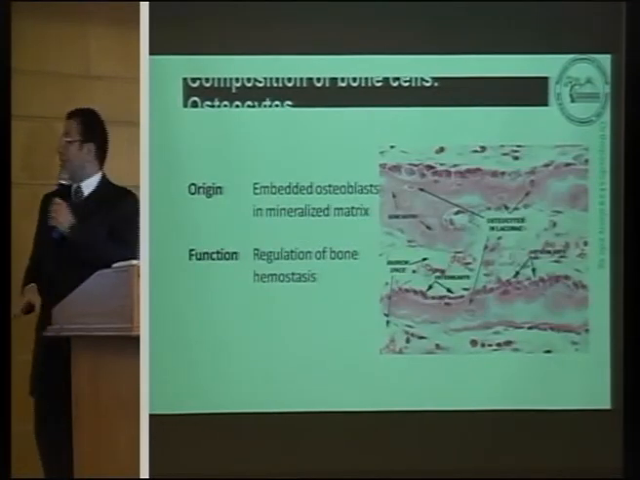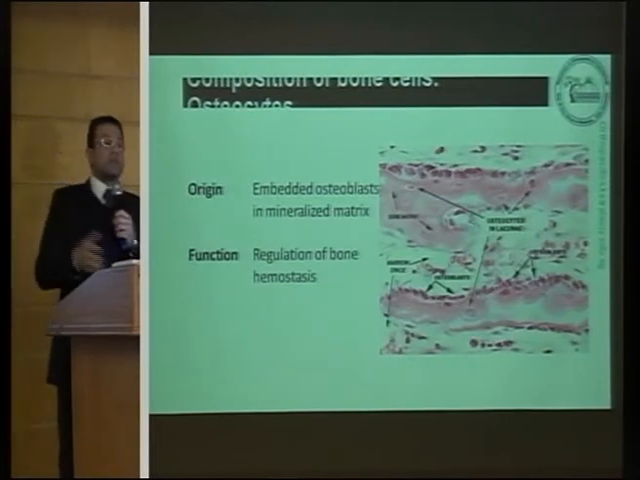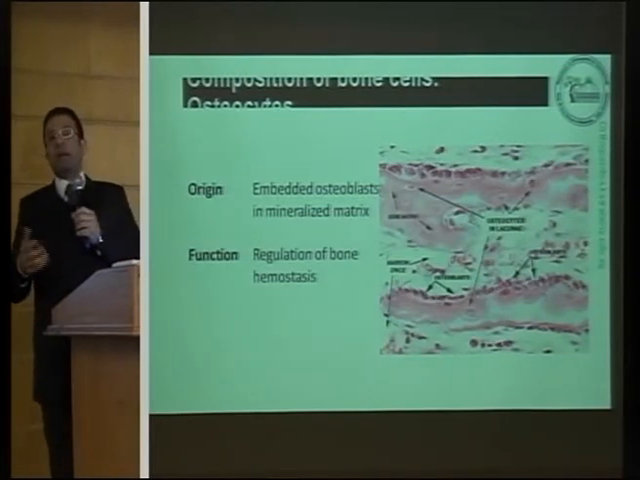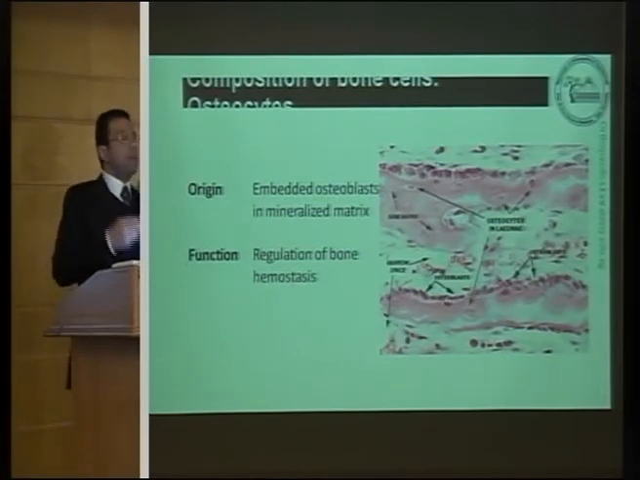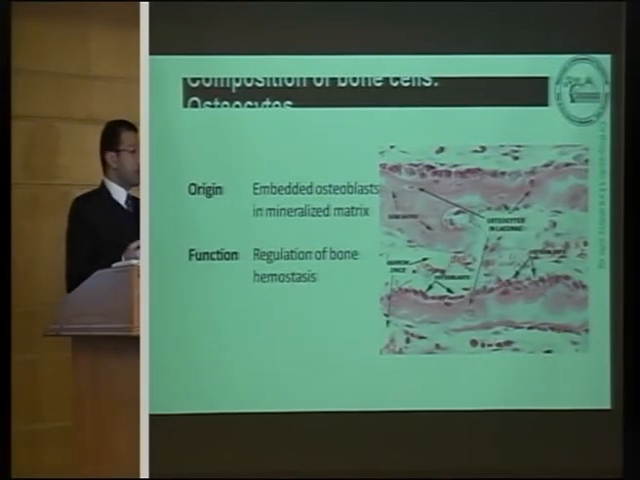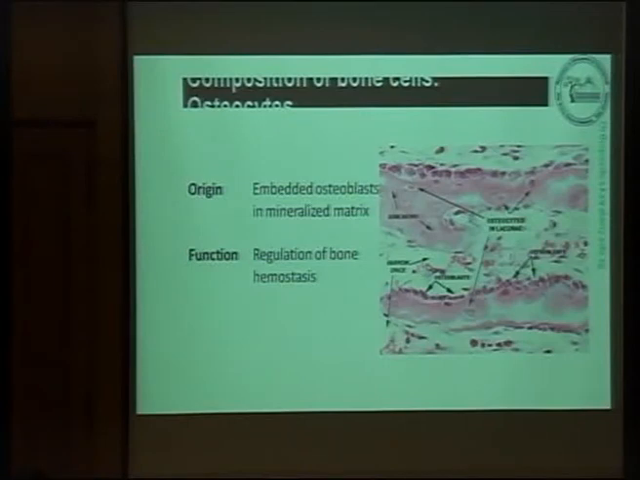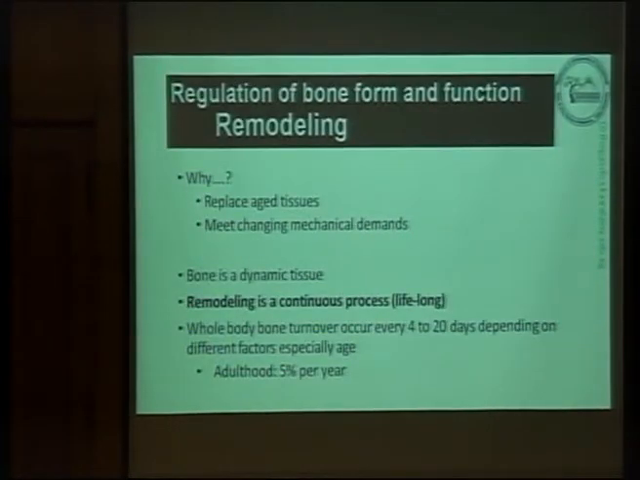The third cell is the osteocyte. Till now, they have not found a specific function for it, but some theories state that it's responsible for the regulation of bone homeostasis. Others say that they are stem cells or stationary cells that will be transformed to other types of cells later on. So the regulation of bone form and function is the process of remodeling.